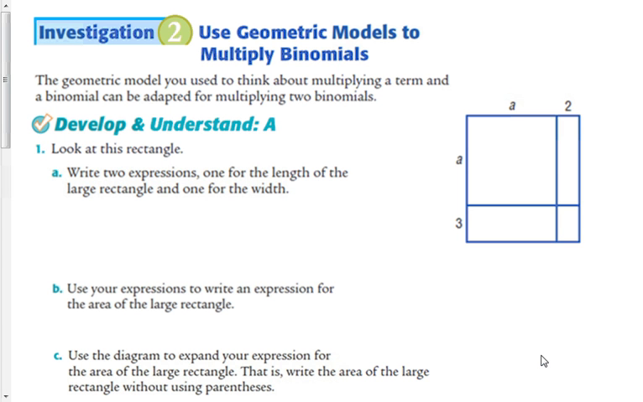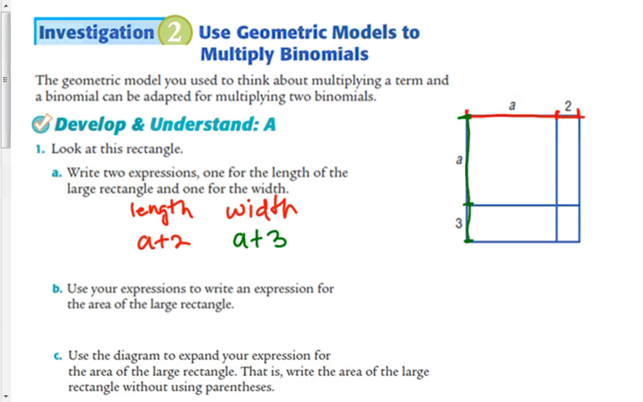So take a look at this rectangle here. It says write two expressions, one for the length, one for the width. Let's call this dimension right here the length. If you look closely, we have a from there to there, and then an extra 2 added on. So that length would be a plus 2. And the width is the other dimension, and from there to there is a, and then from there to there is another 3, so that would be a plus 3.